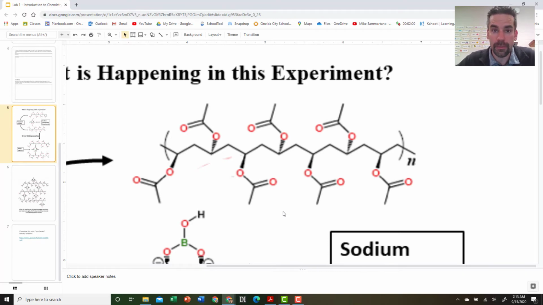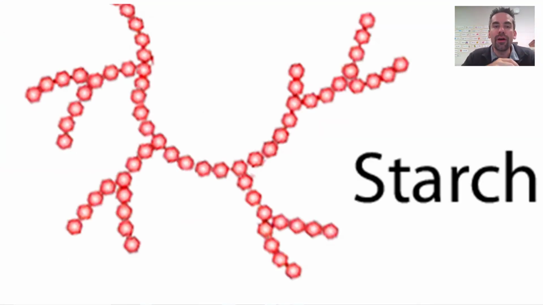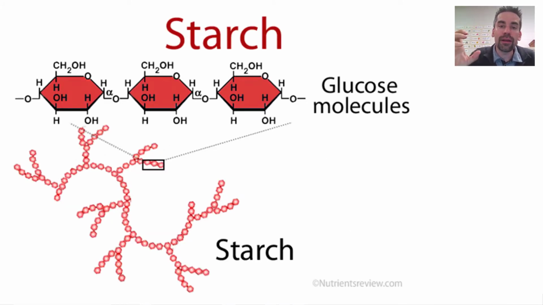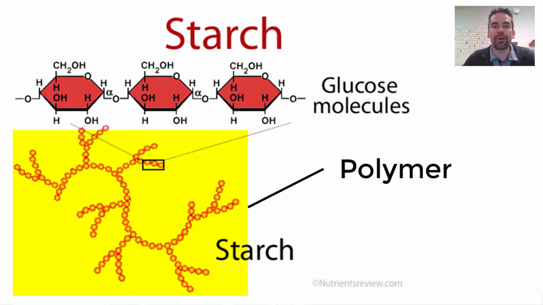So in biology, starch, remember doing the experiment with the diffusion through a membrane and the starch can't get through the membrane? That's because starch is a polymer, and it's a polymer of another molecule, which is glucose. Glucose all stuck together makes starch. And so the glucose would be the monomer, and then the starch is the polymer.